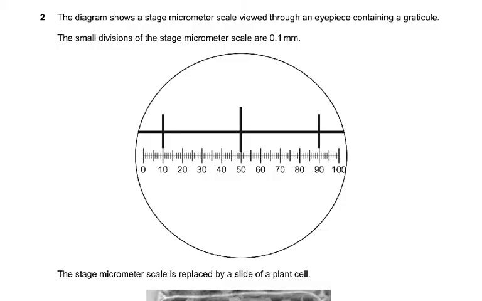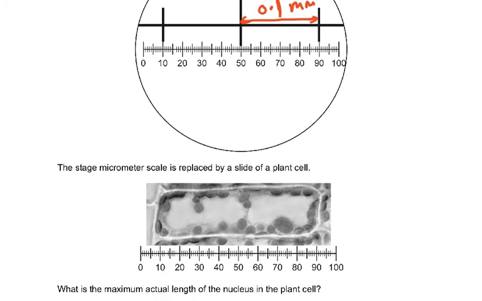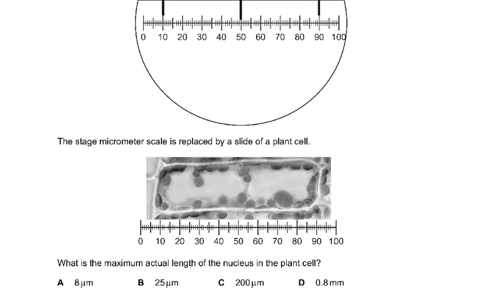The diagram shows a stage micrometer scale viewed through an eyepiece containing a graticule. The small divisions of the stage micrometer are 0.1 millimeter. The stage micrometer is replaced by a slide of a plant cell. What is the maximum actual length of the nucleus? Now this is the nucleus. So now you need to see this, and then you have to tell me the actual length of the nucleus according to that.